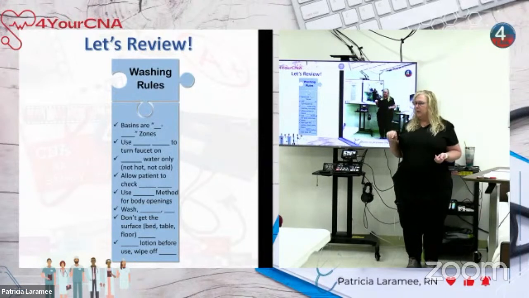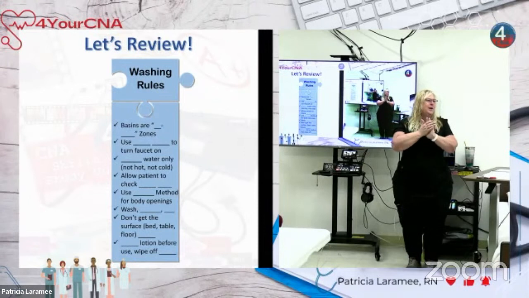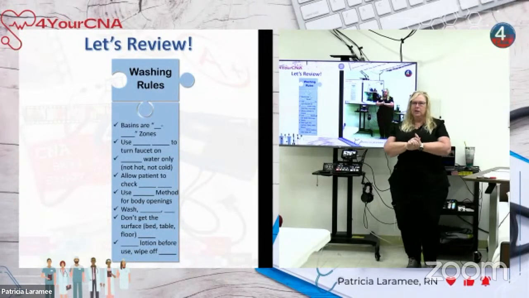Good. And then if we're going to put lotion on, what do we need to do before we put lotion on? Warm it up in our hands. What do we do after we put lotion on? Wipe off the excess. Good.